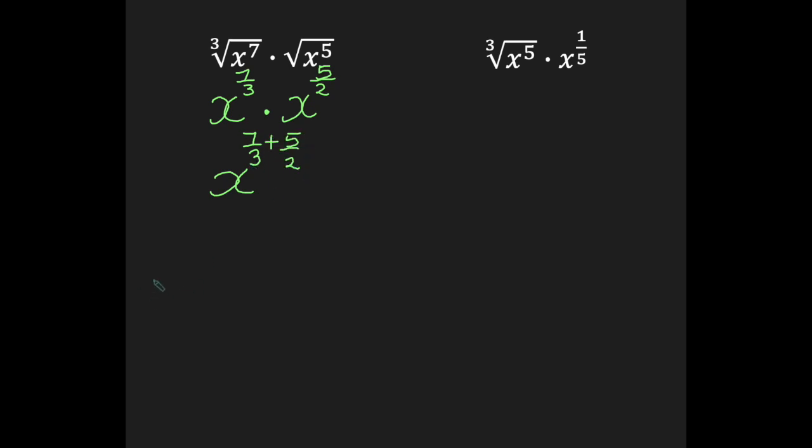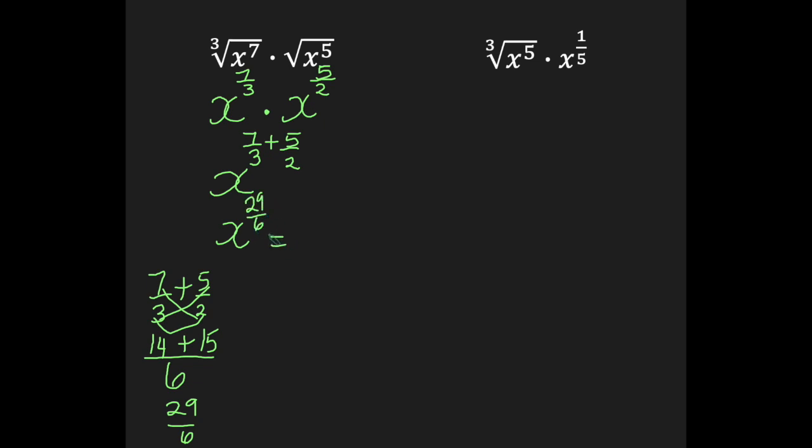So again, if you did my little smiley face trick, 7 over 3 plus 5 over 2, I draw my line. 2 times 3 is 6. 2 times 7 is 14. Plus 3 times 5 is 15. If I add 14 and 15, I get 29 over 6. So this is x raised to the 29 over 6.